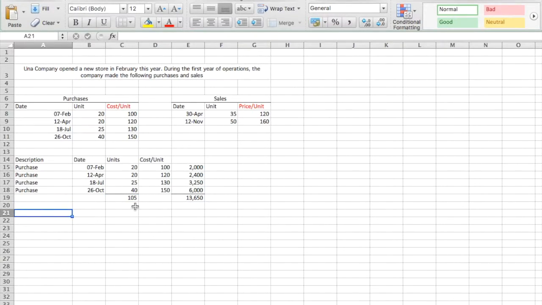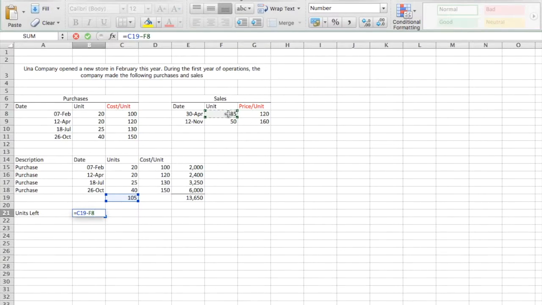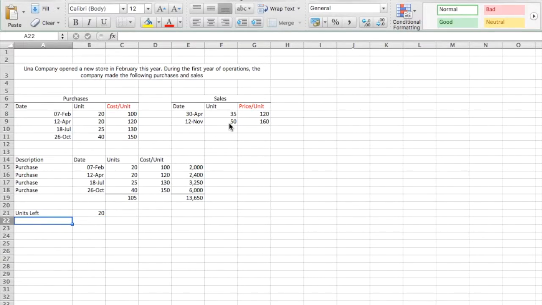Our next step is to find the number of units left. How we do this is we take the total number of units and subtract the total number of units sold. So in this case, we are going to be subtracting the 35 and 50 from the 105, and this will give us a remainder of 20 units. What this means is that at the end of the first year of operations, once all purchases and sales take place, we are left with 20 units on hand.